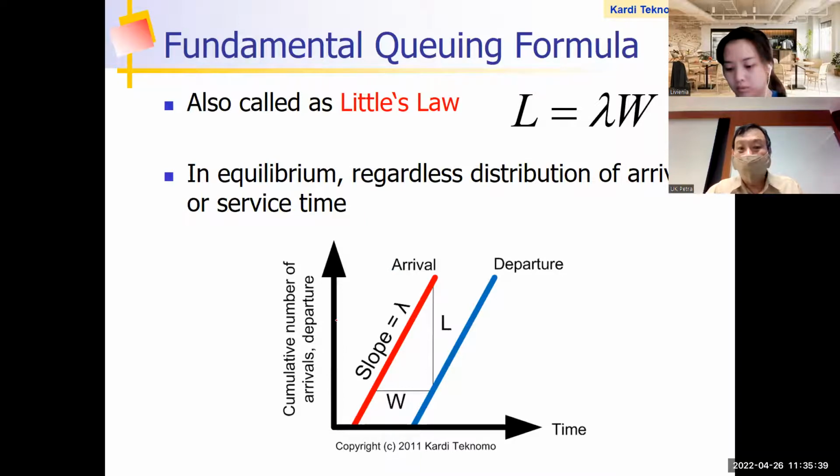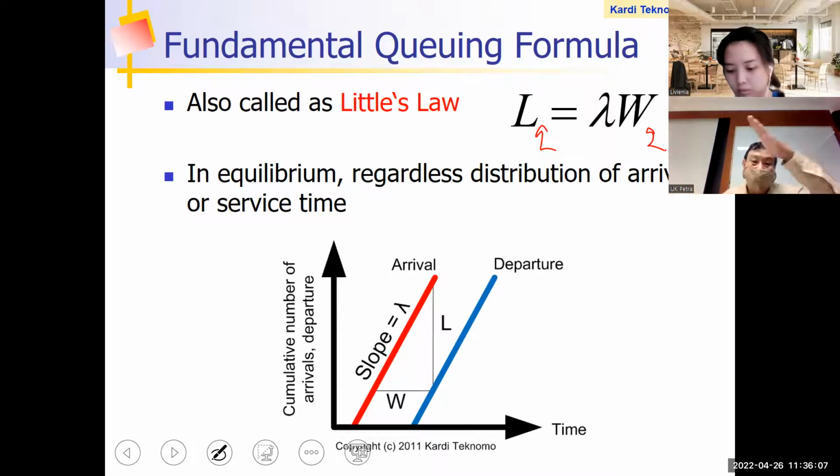In equilibrium, regardless, this is nice. We don't know the arrival distribution. We don't know the service time distribution. It's always happening. So L is equal to lambda times W. How about if I want to know L_Q? Then it is also lambda times W_Q, the same. In this case, lambda is actually the slope of this arrival and departure.